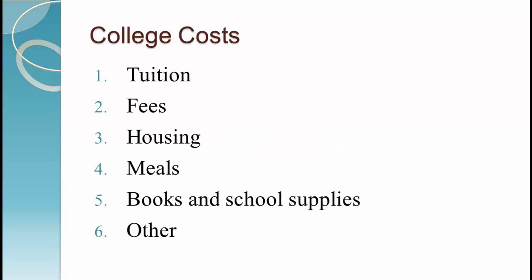College costs can be broken down into 6 broad categories. 1. Tuition. 2. Fees. 3. Housing. 4. Meals. 5. Books and school supplies. 6. Others. We will look at each of these in much more detail.